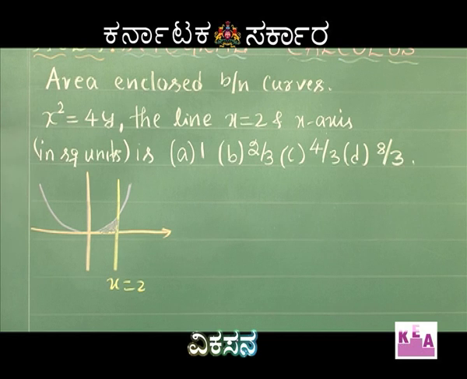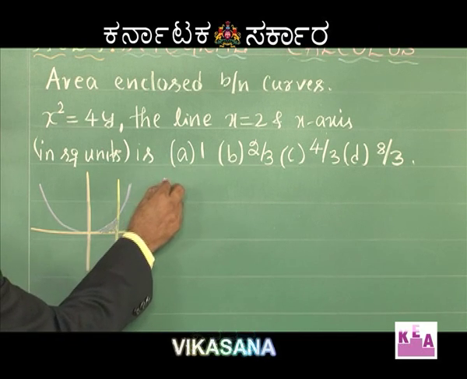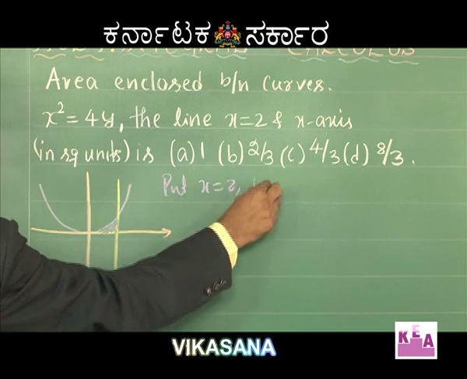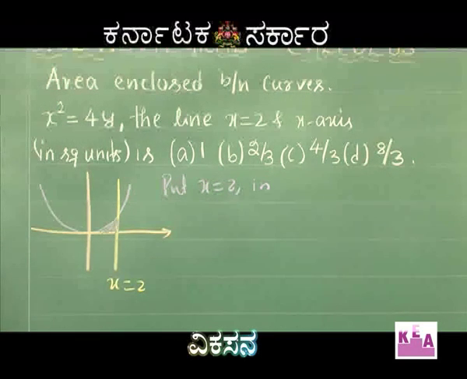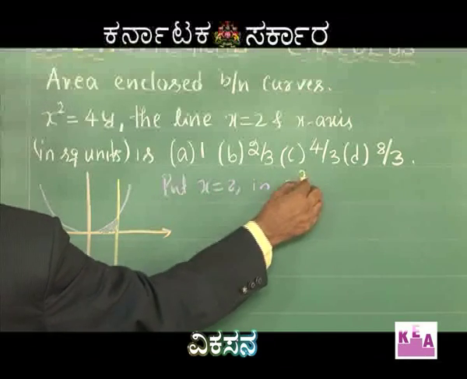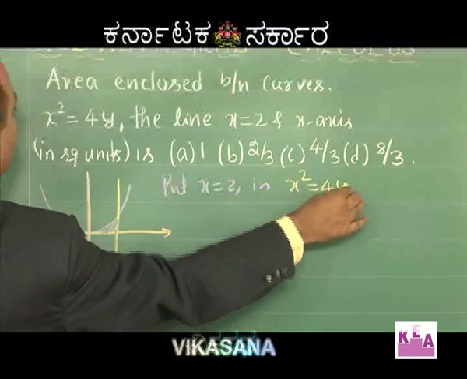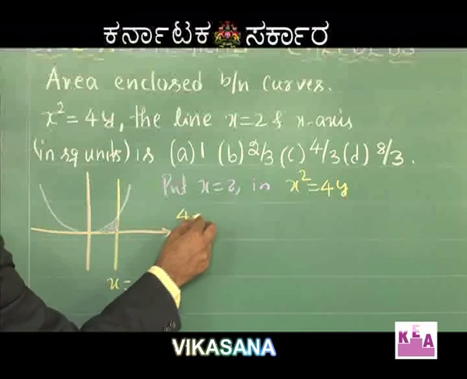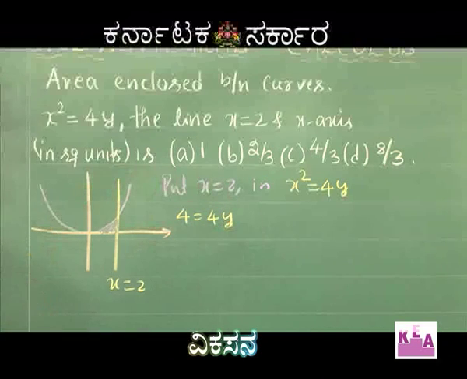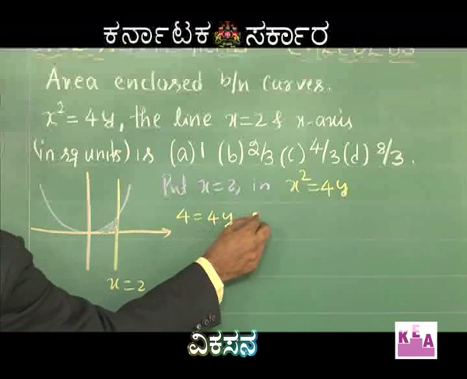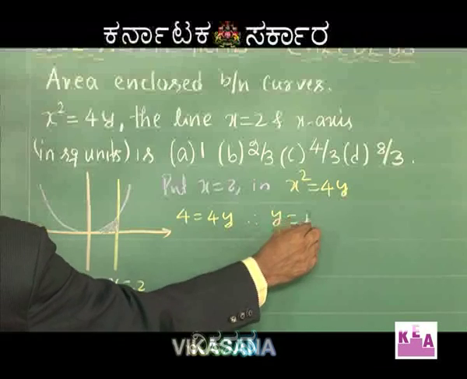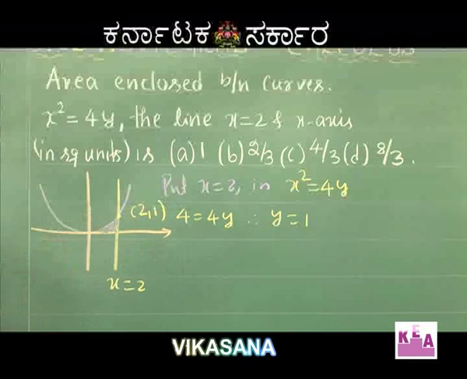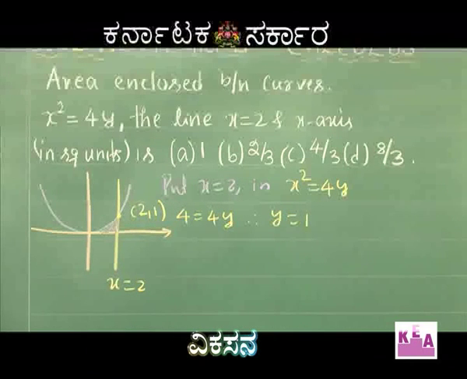How to do this? Put x is equal to 2 in the equation x square is equal to 4y. So what happens? 2 square is equal to 4y. 4 is equal to 4y. That means, therefore, y is equal to 1. So this point must be 2, 1. I hope you have followed this.